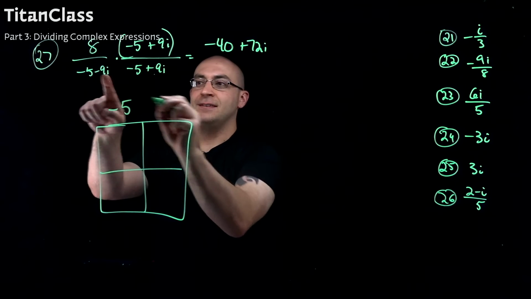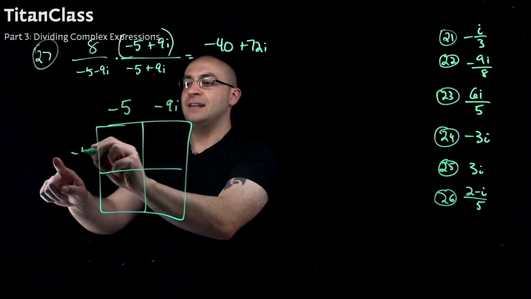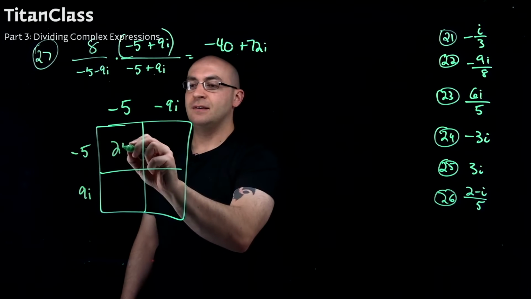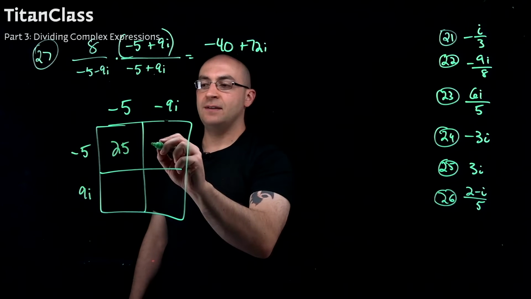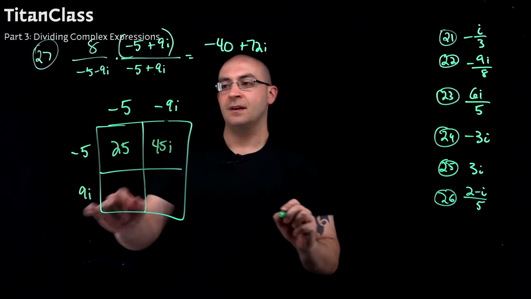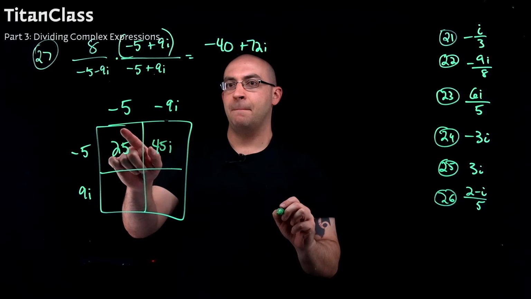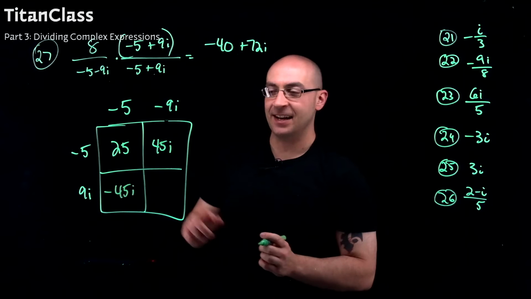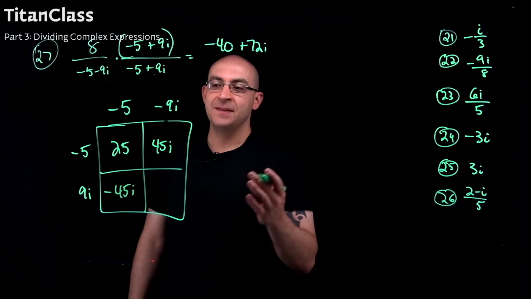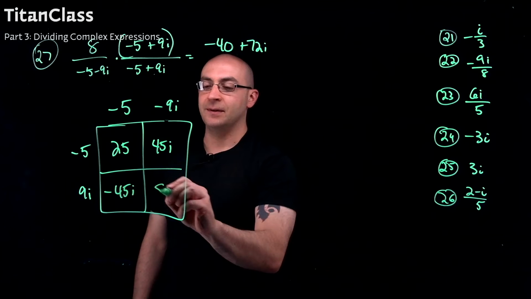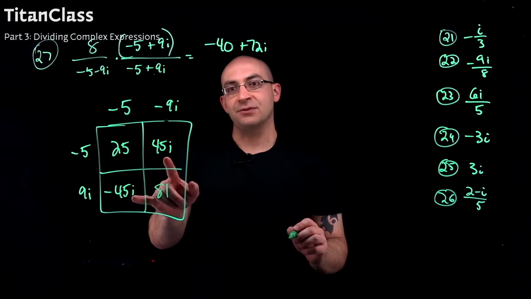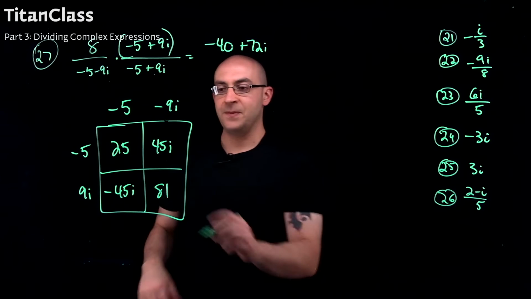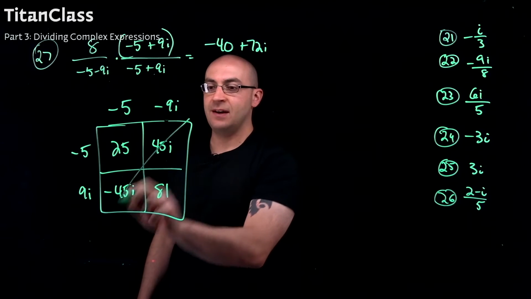Negative 5 minus 9i, negative 5 plus 9i. All right. 25. Positive 45i. Negative 45i. Sorry, my brain actually just stopped working for a second. Did you see that? And then 9i and negative 9i is negative 81i squared, or 81. Here is the reason. These two diagonals are the reason why we don't have to FOIL or area model this thing out. Because 45i minus 45i cancel completely.